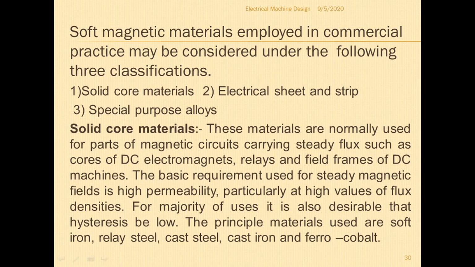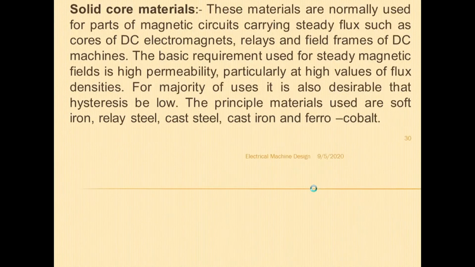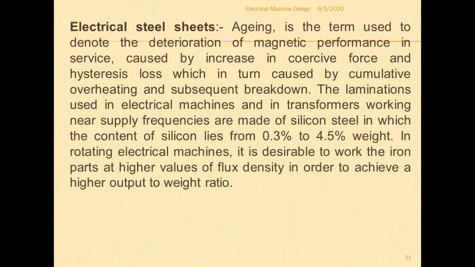The basic requirement for materials used for a steady magnetic field is high permeability, particularly at high values of flux density. For the majority of users, it is also desirable that hysteresis be low. The principal materials used are soft iron, relay steel, cast steel or cast iron, and ferro cobalt, which are solid core materials. Next, you have to see the electrical steel sheets.